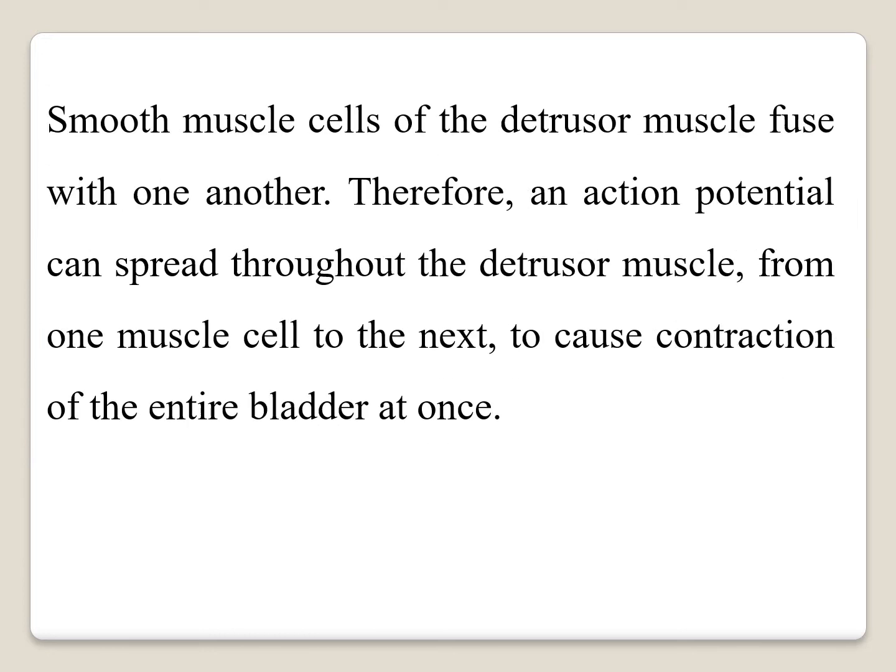The smooth muscle cells of the detrusor muscle fuse with one another. Therefore, the action potential spreads throughout the detrusor muscle from one muscle cell to the next one to cause entire bladder contraction at once.